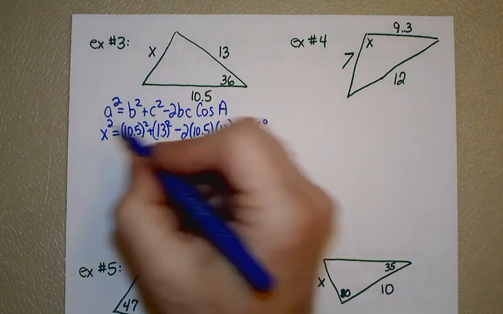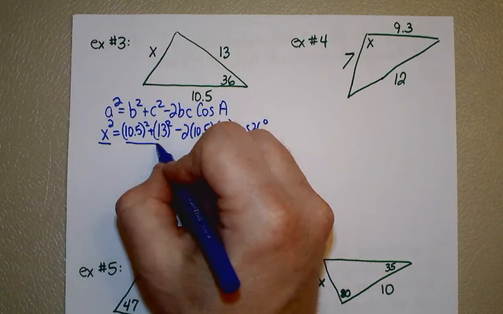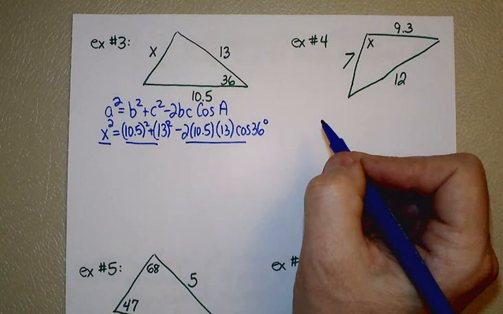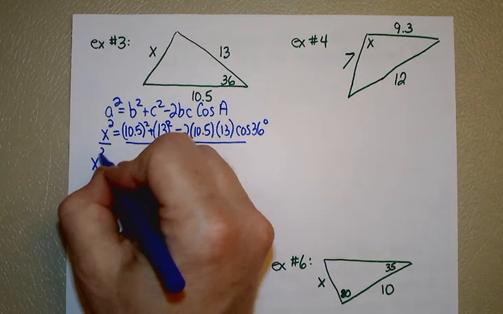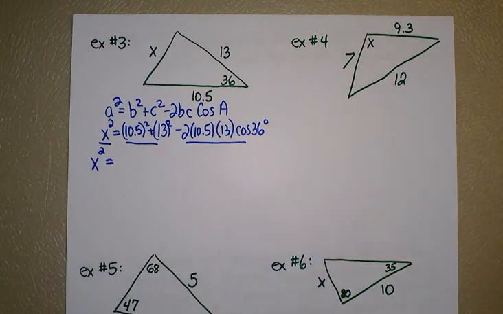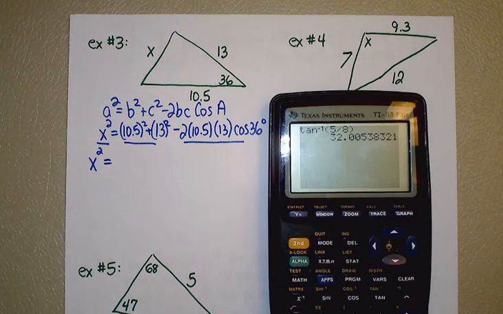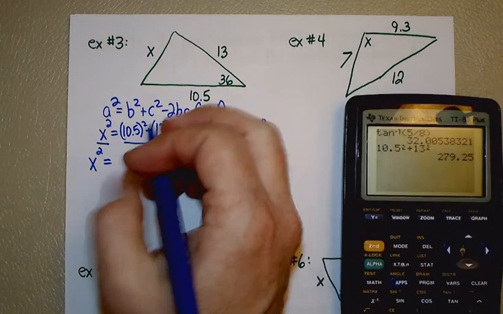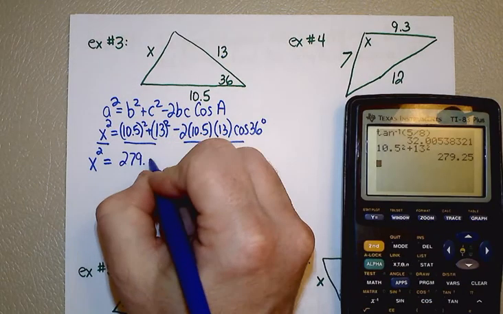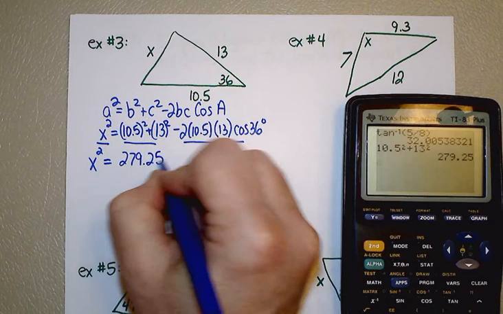Now this all cleans up real nice. When you're using the calculator, calculate this in 3 parts. So x squared, there's nothing I need to do yet. Then I'm going to calculate 10.5 squared plus 13 squared. 10.5 squared plus 13 squared. I'm going to get 279.25 minus, and then I'm going to plug all this into the calculator.